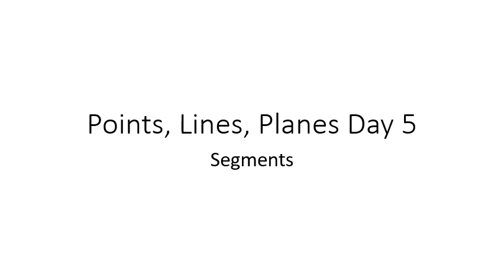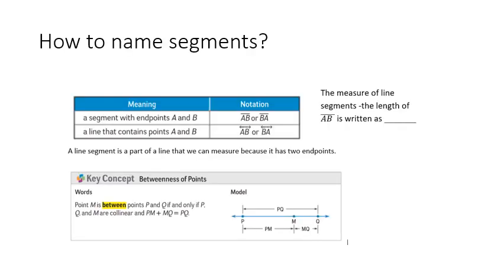Today we will talk more about line segments. When we name line segments, remember that we name the segments with a bar on the top to indicate that it's a segment, and with two letters that represent the endpoints. So here you can see we can name a segment with endpoints A and B in two different ways. And that's different from a line because a line has the arrows and the segment does not.